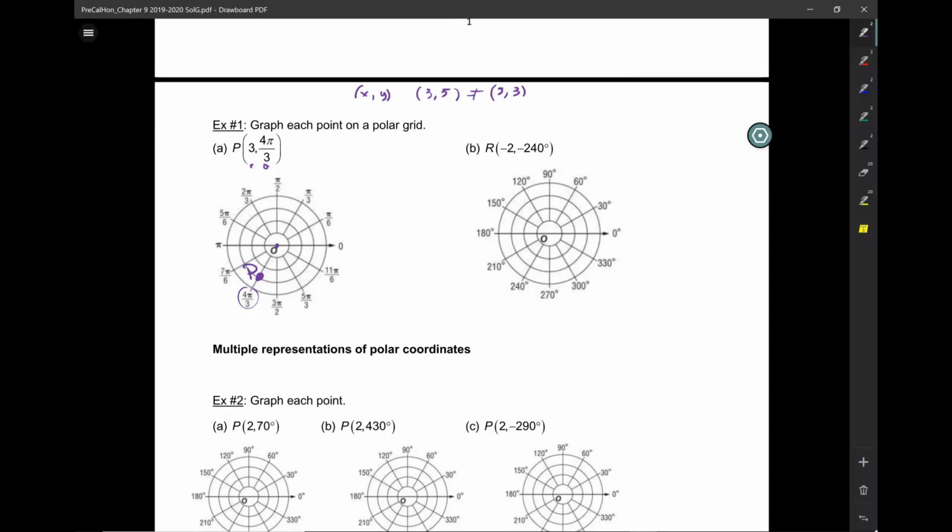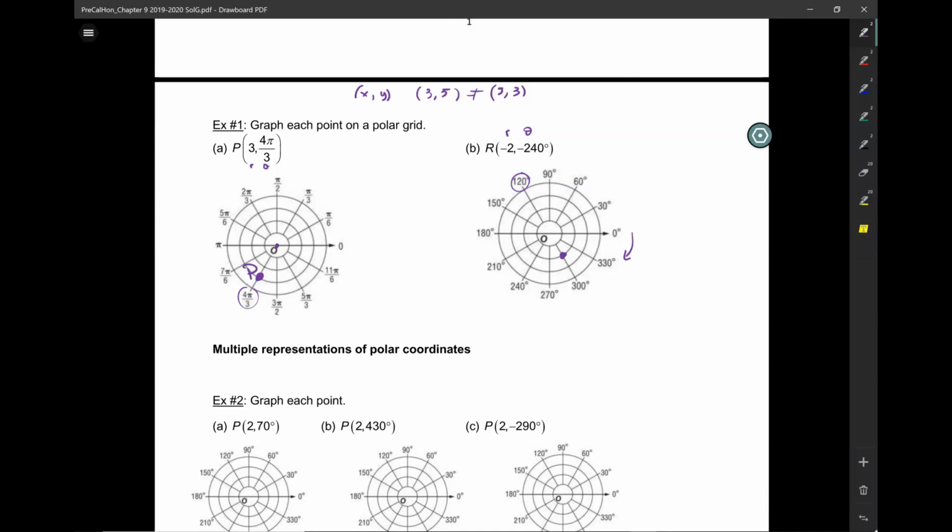Okay. So here I have an R and a theta. Now I have negative 240 degrees. So I'm going to go in the negative direction now, clockwise. Negative 240 is at the 120. But now, because this R is negative 2, it's going to be on the opposite side. So 1, 2 here.